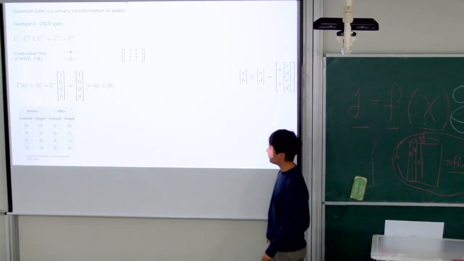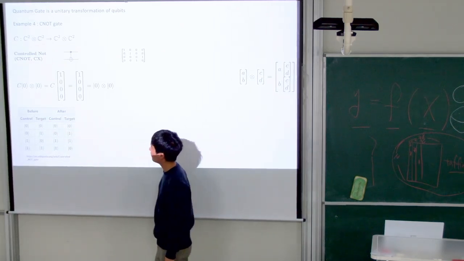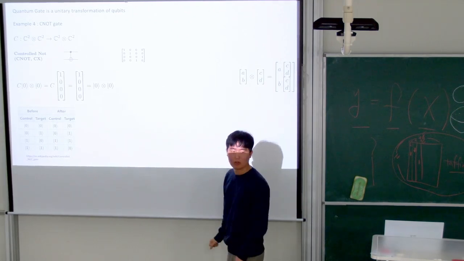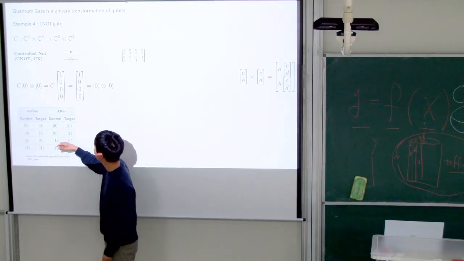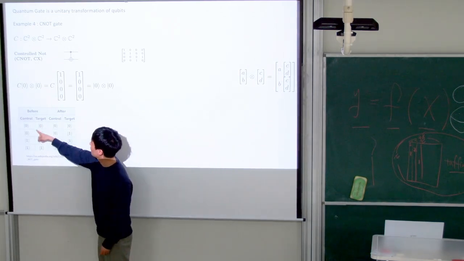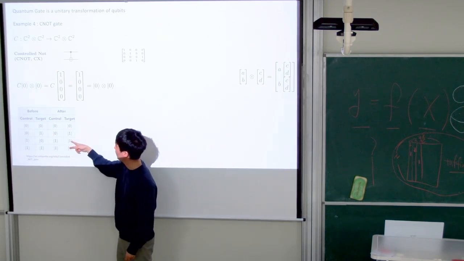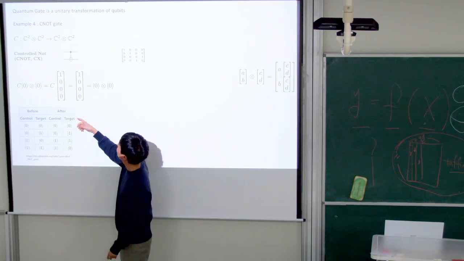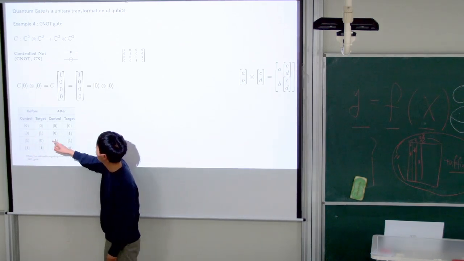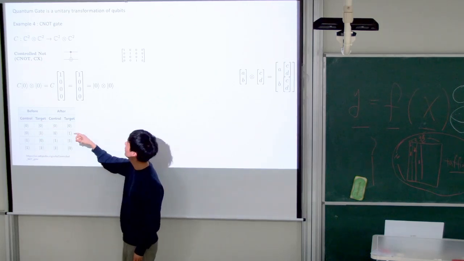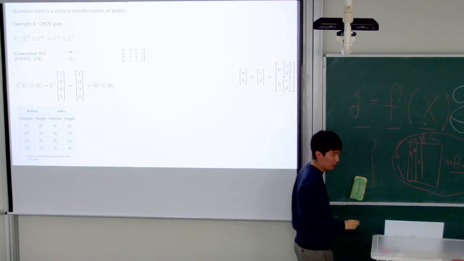Indeed, here these are inputs, these are outputs. What does it mean? If the left one is 0, then the output is the same. If the left one is 1, then the output of the right one is flipped. So CNOT means that depending on the controller, the left side, we do something on the right side. Actually there is a meaning in this symbol, but this is not our concern.